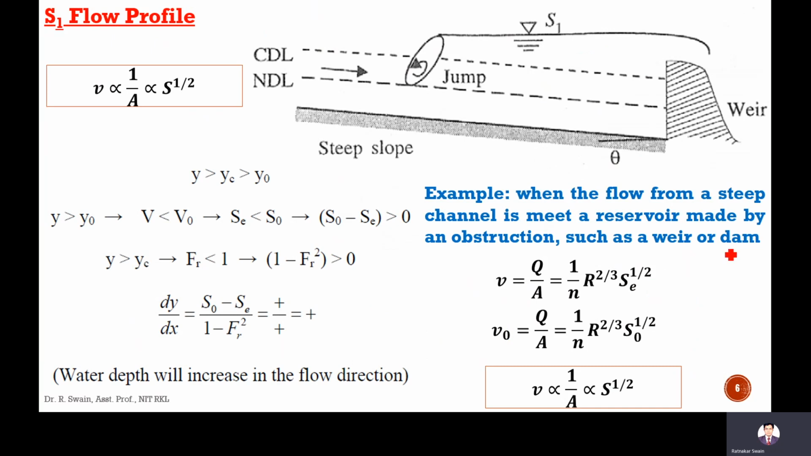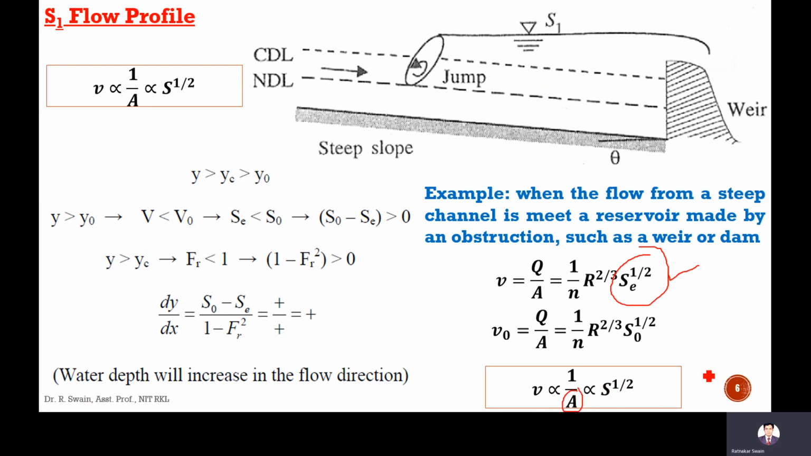In the S1 flow profile, as I already told in the last class, for any type of flow the velocity is V equals 1 by n, R to the power 2 by 3, Se to the power half. This is the energy slope. But for the uniform flow case only, V naught is 1 by n, R to the power 2 by 3, S naught to the power half, because in uniform flow S naught is equal to Se.